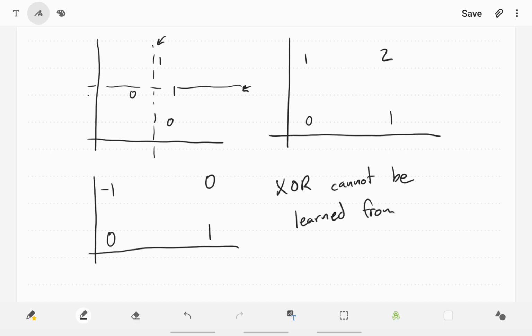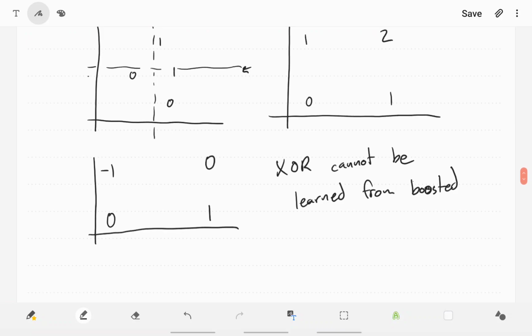from boosted stumps. Now, of course, if you had a decision tree that could learn XOR, which would be a depth 2 decision tree instead of a depth 1 decision tree, then you could learn XOR from boosting, because one of your base learners can learn XOR. Boosted stumps have just 1 split. Okay, so that's a caveat about boosting: there are some restrictions in what functions we can learn.